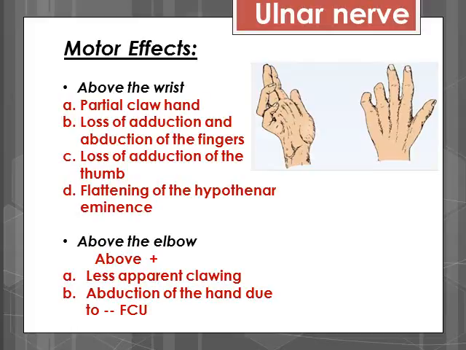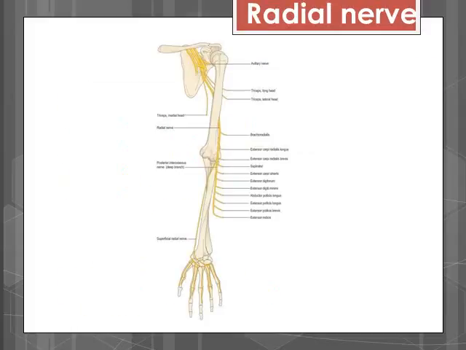The radial nerve is a branch of the posterior division of the brachial plexus. It supplies the extensor of the elbow, which is the triceps muscle. It gives branches to the lateral and medial heads of the triceps muscle. Also, it supplies the 12 muscles of the posterior compartment of the forearm. That includes the extensors of the wrist and fingers.